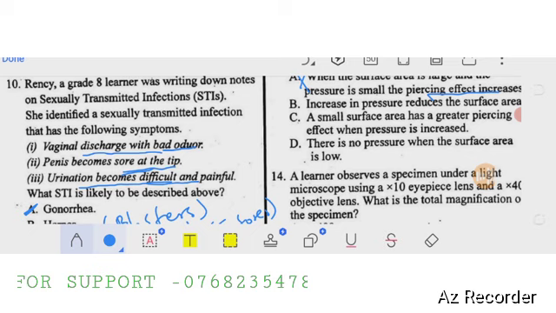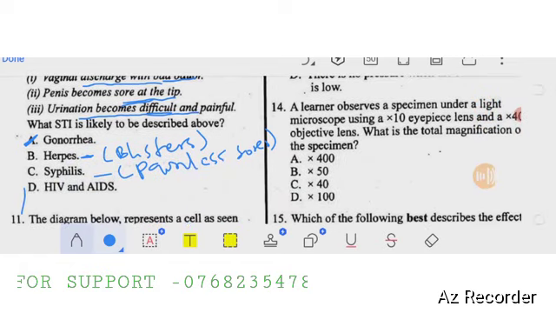No. But see, a small surface area has a greater piercing effect when pressure is increased. There is no pressure when the surface area is low. So the answer becomes C, because when the surface area is small, the pressure is increased and the piercing effect is high. So the next question.